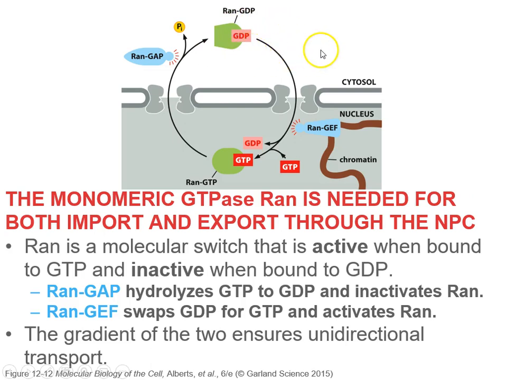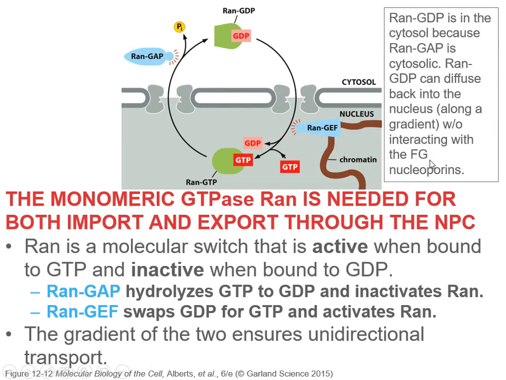Notice that the way this works is that these are physically separated. You have RAN GAP in the cytosol and RAN GEF in the nucleus. So RAN GDP is in the cytosol because the RAN GAP is cytosolic. Again, notice here that the RAN GAP is cytosolic.